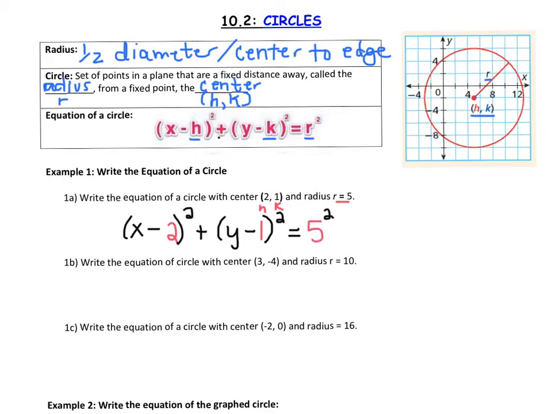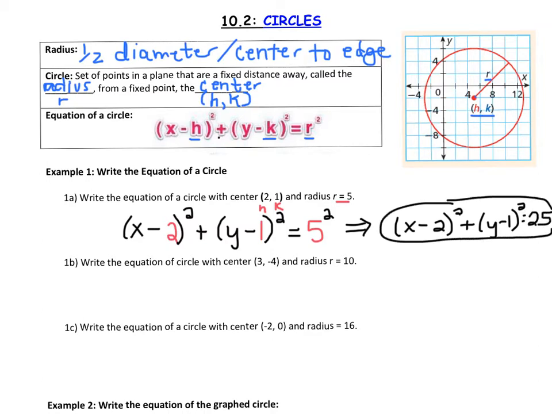The only thing we would need to do at this point is simplify anything that we could simplify, such as signs and other numbers. So our final answer will be (x − 2)² + (y − 1)² = 25.